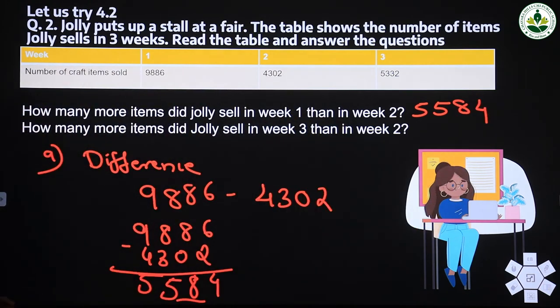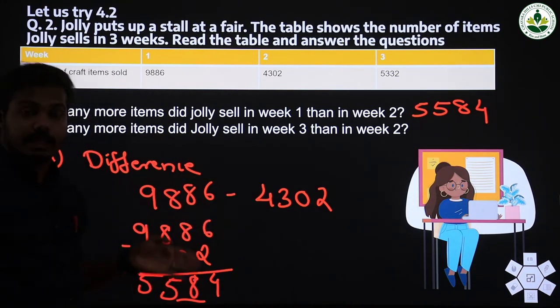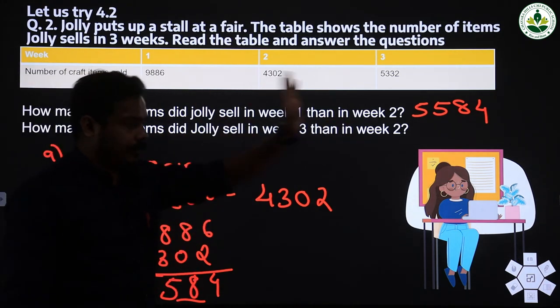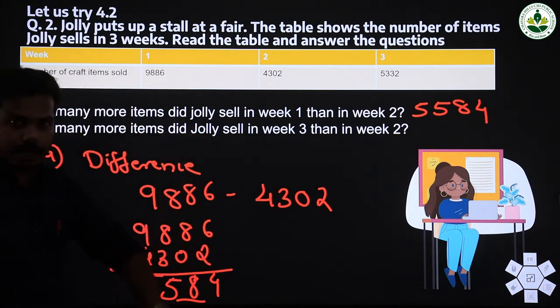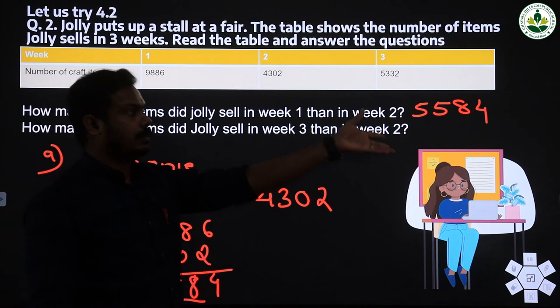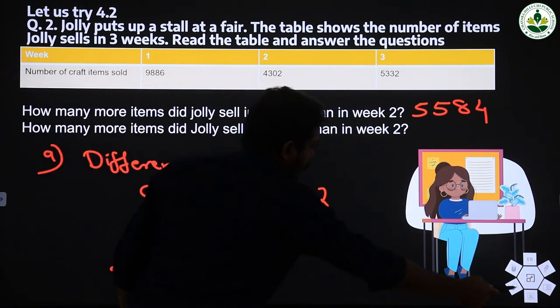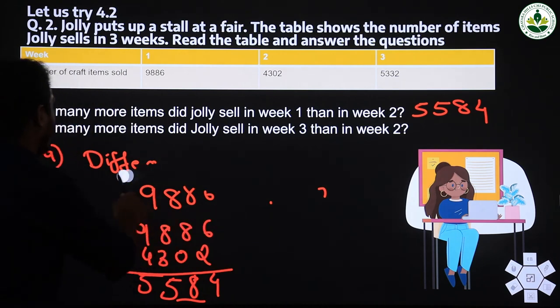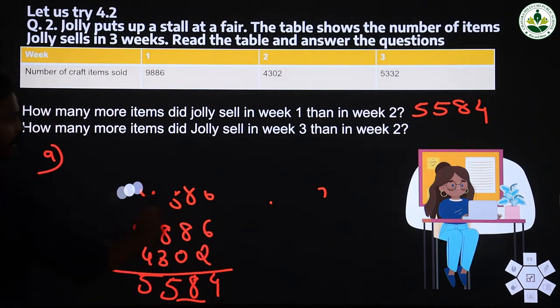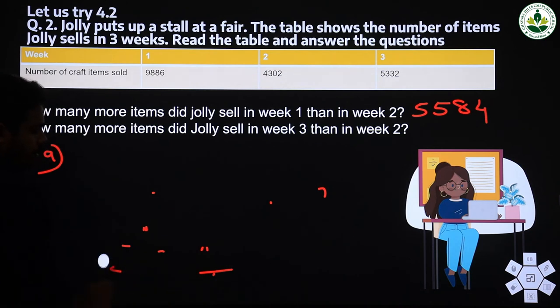The number of items that she sold in week 1 is 9,886, and the number of items she sold in week 2 is 4,302. And the difference between these two numbers is 5584. Second question. How many more items did Jolly sell in week 3 than week 2?